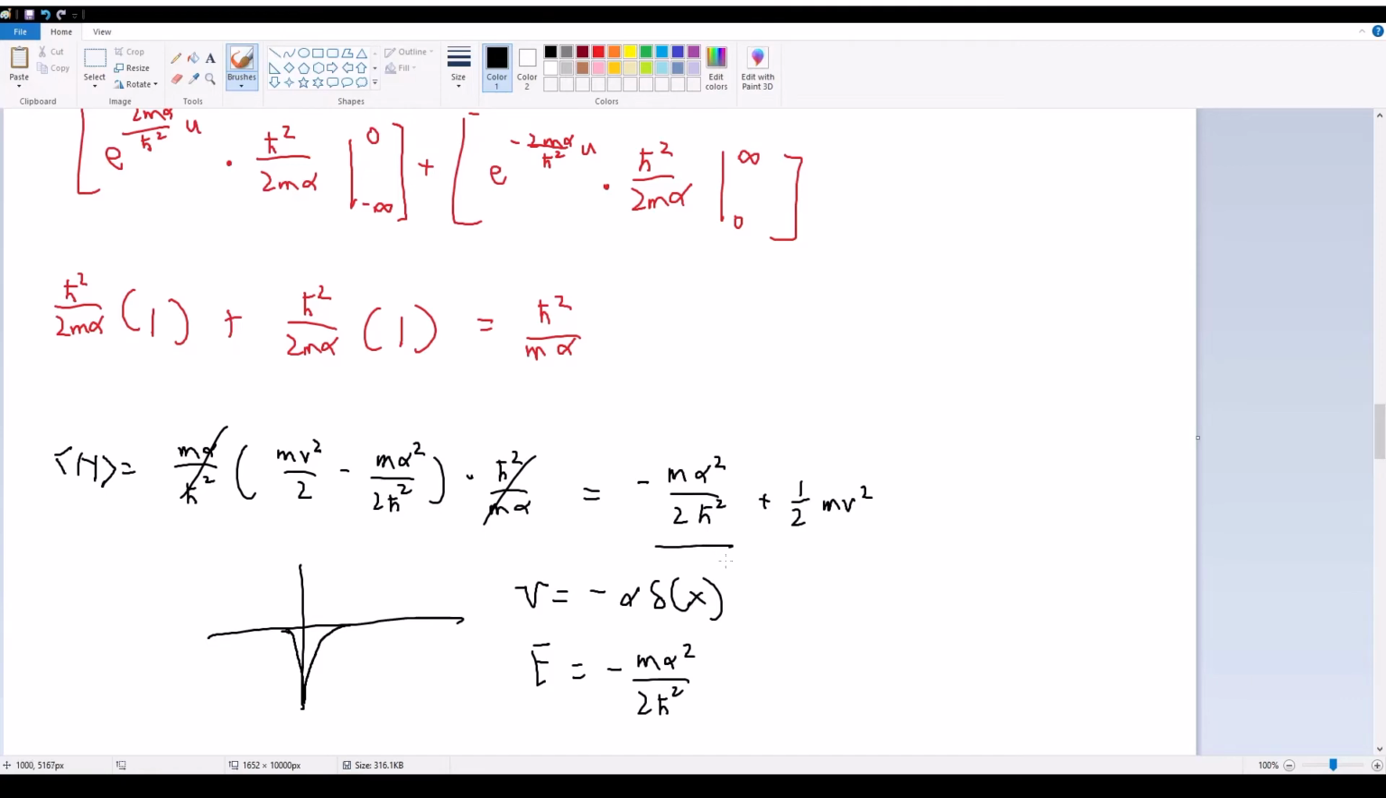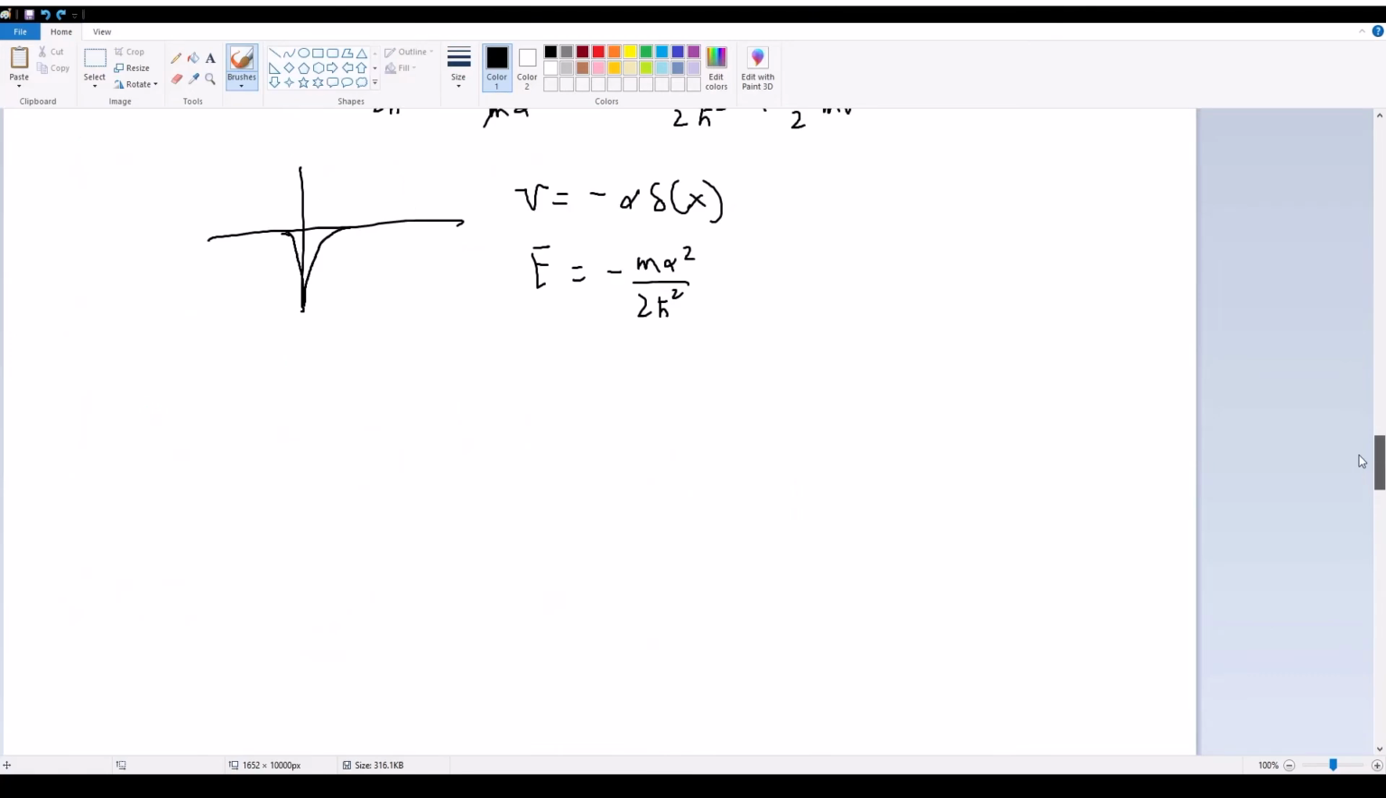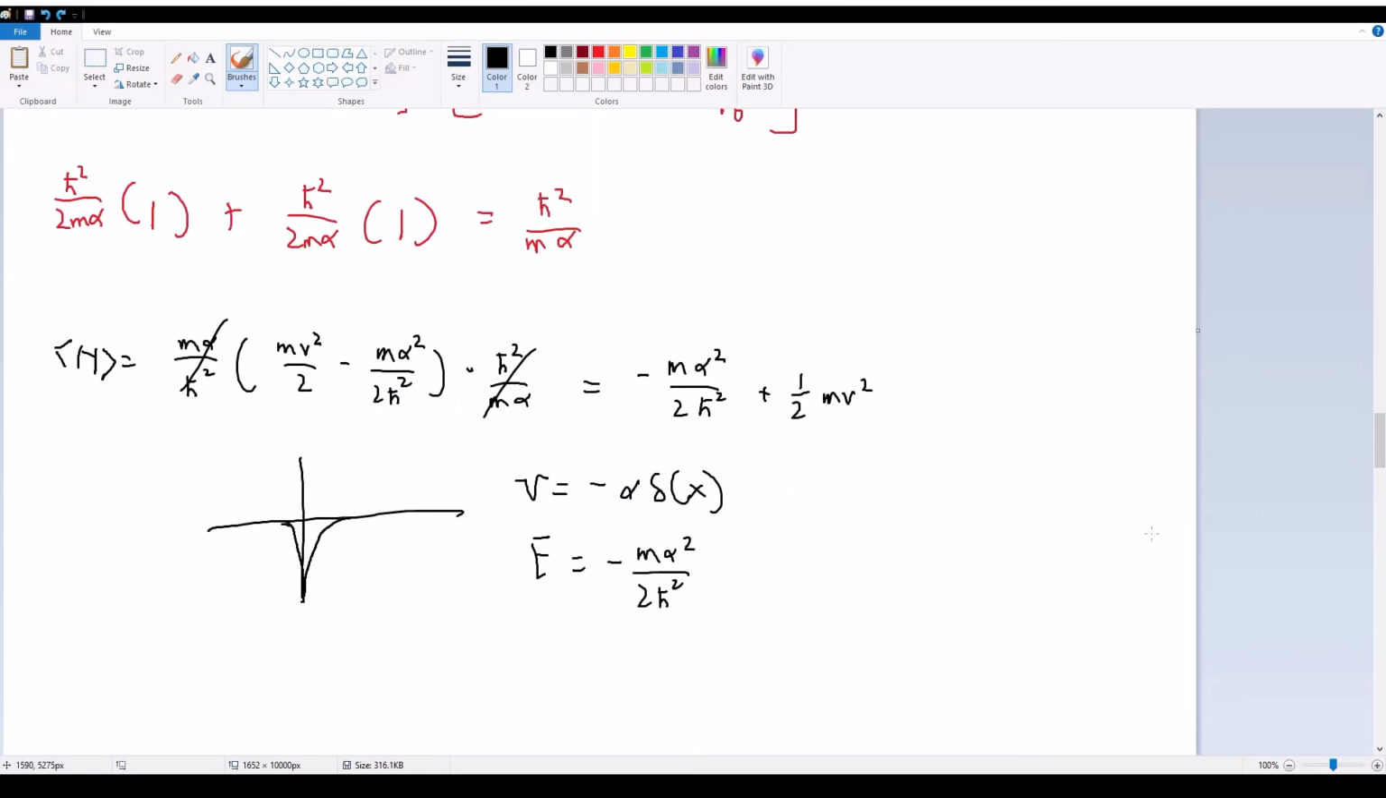So this term here is evidently just the energy of the standard well, and then what happens here is we have an extra 1/2 mv squared term that's associated with the well moving. Because remember, at the very start of this, what we're dealing with is a moving delta function well. So this energy is exactly what we would expect. The energy of a moving delta function well is just the standard energy of a delta function well with this additional 1/2 mv squared that comes from the fact that the delta well is now moving, and therefore the particle in the well of mass m is now moving with velocity v.